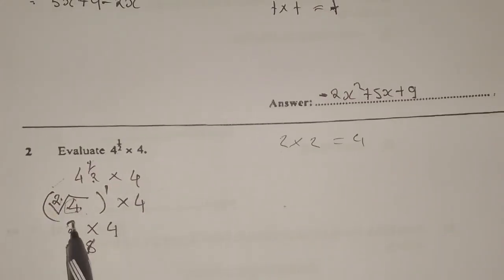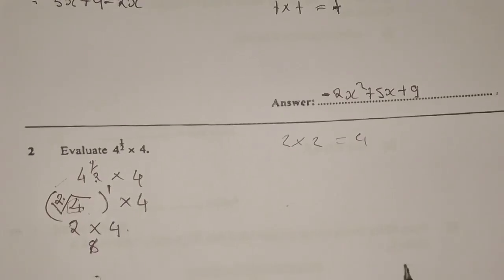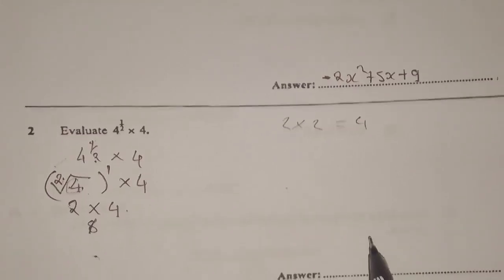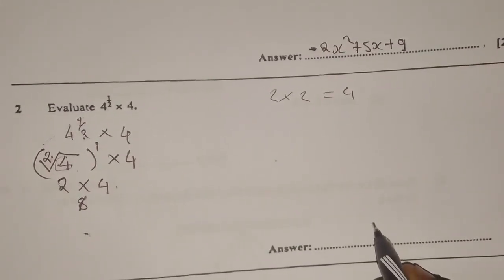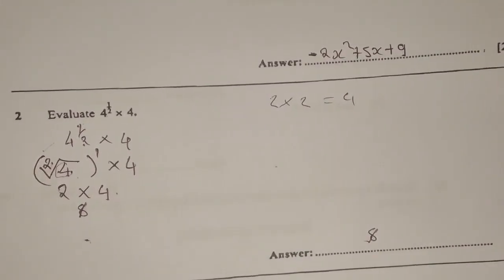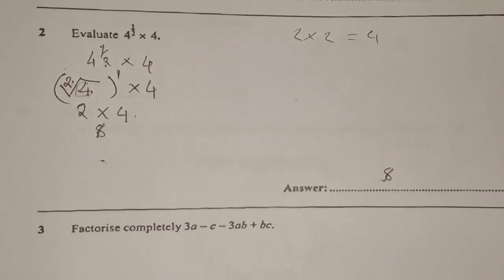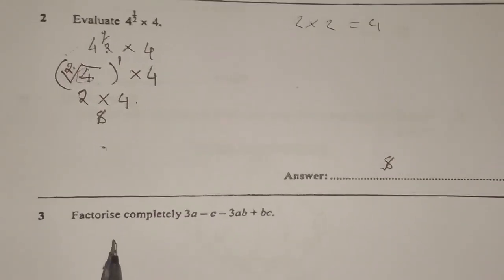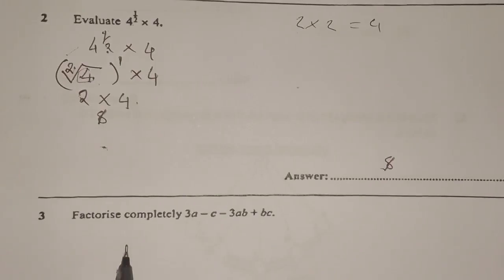And 2 to the power 1 will give you 2. 2 multiplied by 4 will give you 8. So 8 was our answer here. Okay, and the last one, question number 3, was: factorize completely 3a minus c minus 3ab plus bc.